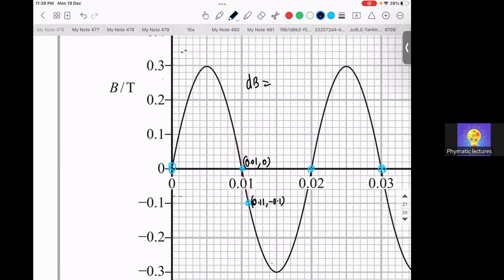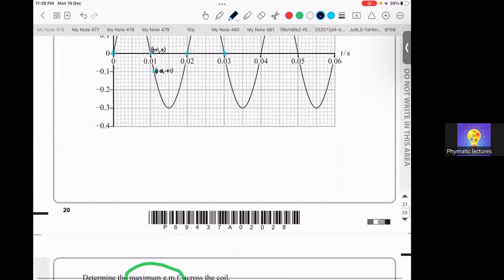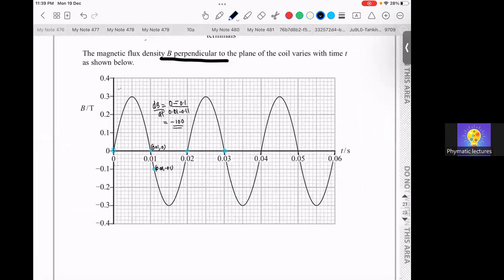Then you apply the gradient. What is the negative gradient? We will get dB by dt equal to y2 minus y1, that is 0 minus 0.1, divided by 0.011 minus 0.01, and that will give us negative 100. So dB by dt is negative 100.